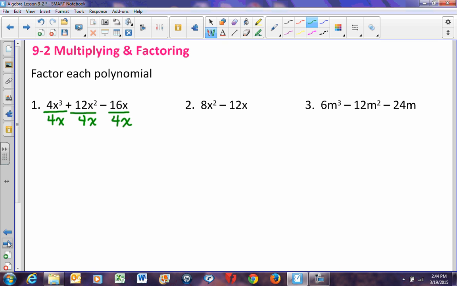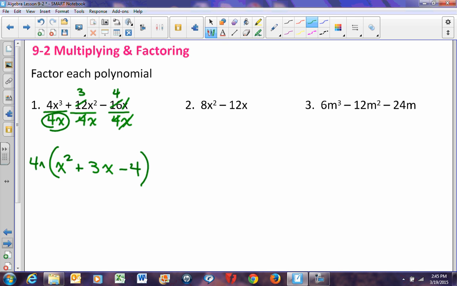4 divides into 4 once. X to the third minus x to the first is x squared, so I have x squared. 4 divides into 12 3 times. X to the second minus x to the first becomes x. 4 divides into 16 4 times, but it's a negative because it's negative 16. This goes in 4 times. X to the first divided by x to the first, or x to the first minus 1, is just x to the 0, and anything to the 0 power is 1, so this basically cancels out with that. So that's what I'm left with after I took out the 4x.